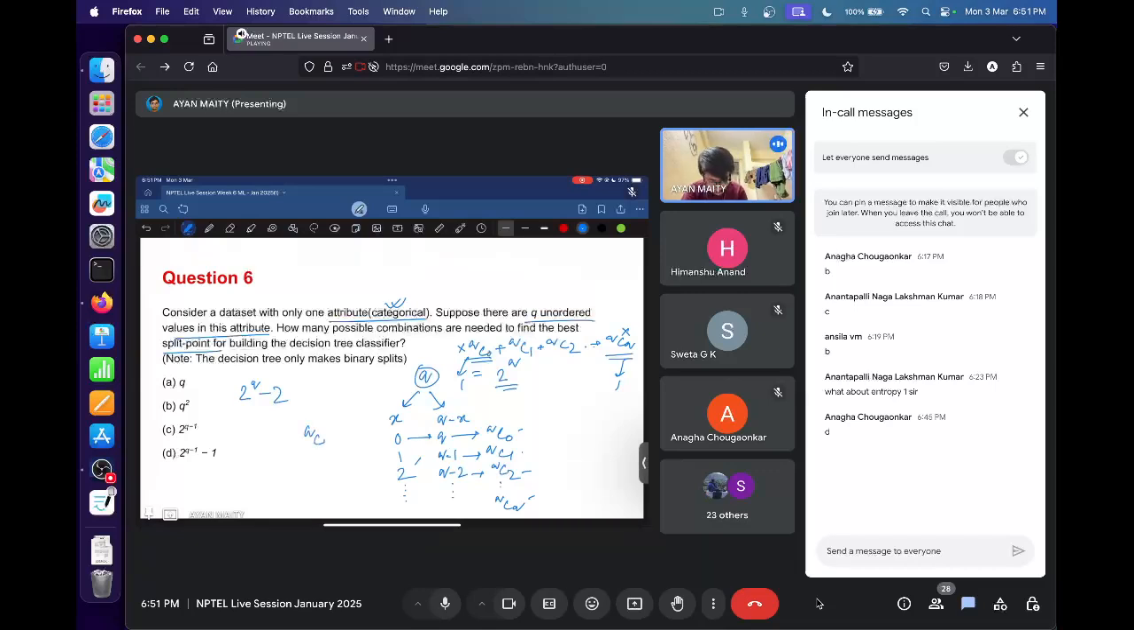Additionally, qC1 is the same as qC(q minus 1), because qC1 means 1 in one set, q minus 1 in the other set. qC(q minus 1) says exactly the opposite, q minus 1 in one set, 1 in the other set. These two splits are equivalent, so they count only once. Similarly, the qC2 split is the same as qC(q minus 2). So we have to divide the whole thing by 2, because each split has been counted twice. So it becomes 2 to the power q minus 1 minus 1. This is the final output. So option D, 2 to the power q minus 1 minus 1, is the correct answer.